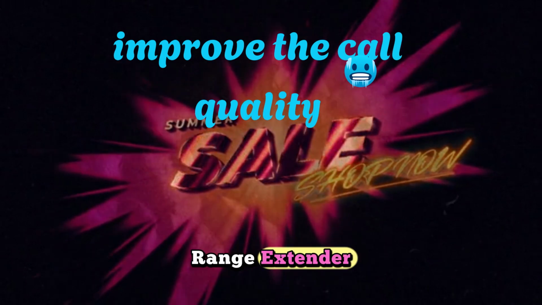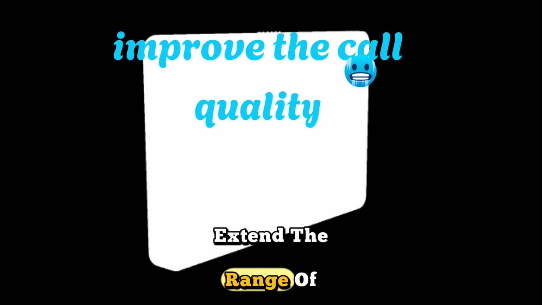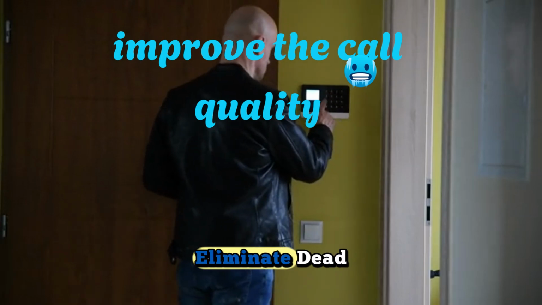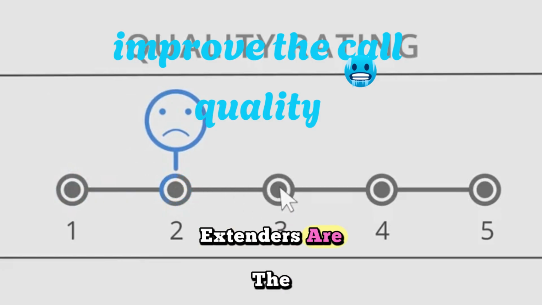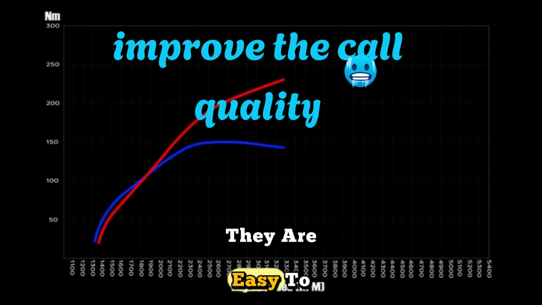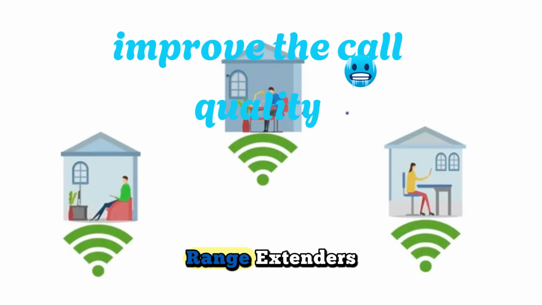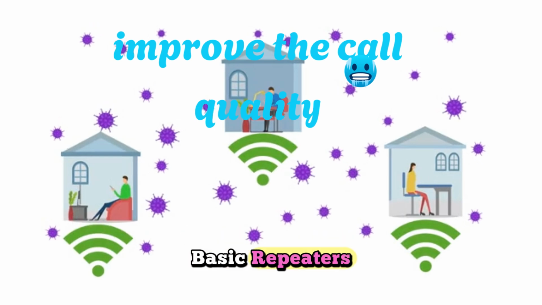Next, we have a range extender. As the name suggests, their main purpose is to extend the range of a wireless network. These are mostly used in homes and offices to eliminate dead spots and extend the coverage area. These days, range extenders are the most popular choice to extend the range of a wireless network. They are easy to use and offer better speeds compared to a basic repeater. Range extenders also support roaming, which makes them a better choice compared to basic repeaters.